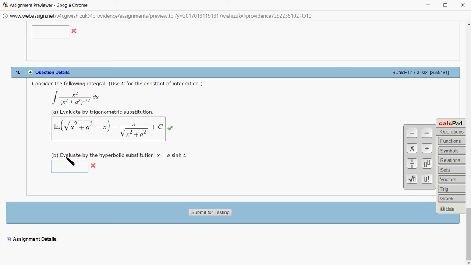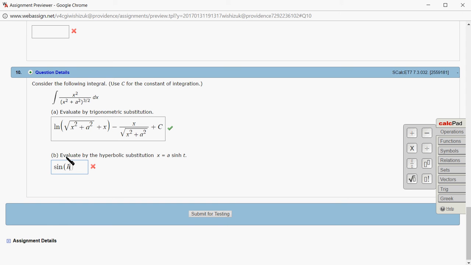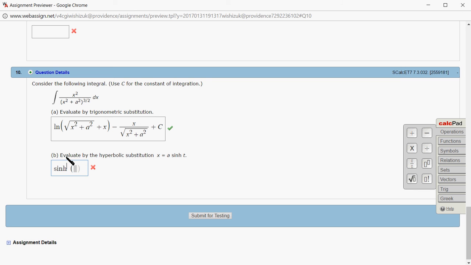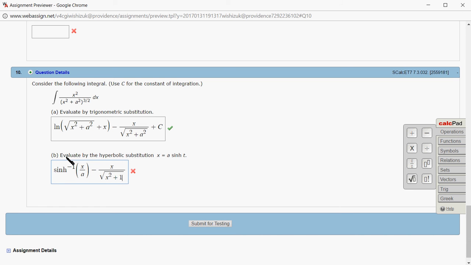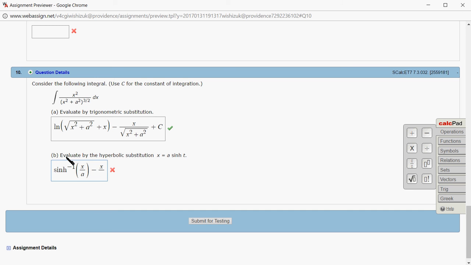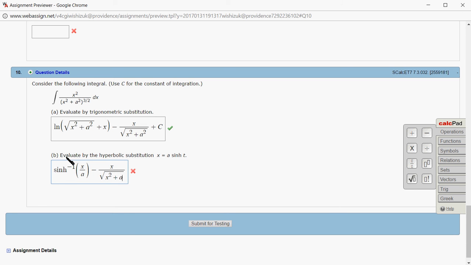Right, so let's type it in. We get hyperbolic sine inverse of x over a, minus x over the square root of x squared plus a squared, plus some constant c.